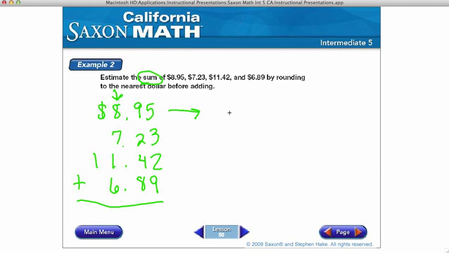So $8.95 is going to round up to $9. $7.23 is going to round down to $7. Okay, this 2 tells me to round down. $11.42, this 4 tells me to round down to $11. And $6.89, this 8 tells me to round up to $7.